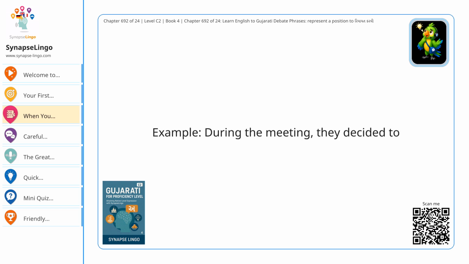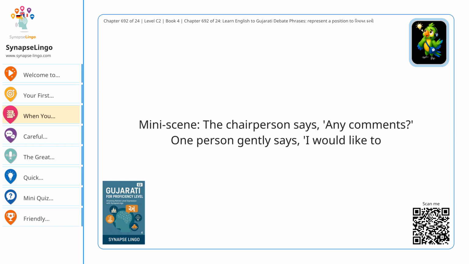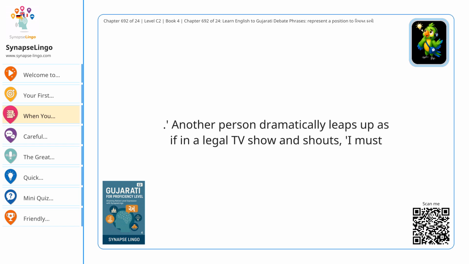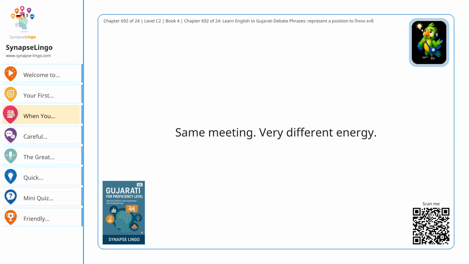Example. During the meeting, they decided to વાંધા ઉઠાવવો. Example. The parents came to ચિંતાઓ વ્યક્ત કરવી about school safety. Mini scene. The chairperson says, any comments? One person gently says, I would like to ચિંતાઓ વ્યક્ત કરવી. Another person dramatically leaps up as if in a legal TV show and shouts, I must વાંધા ઉઠાવવો. Same meeting. Very different energy.